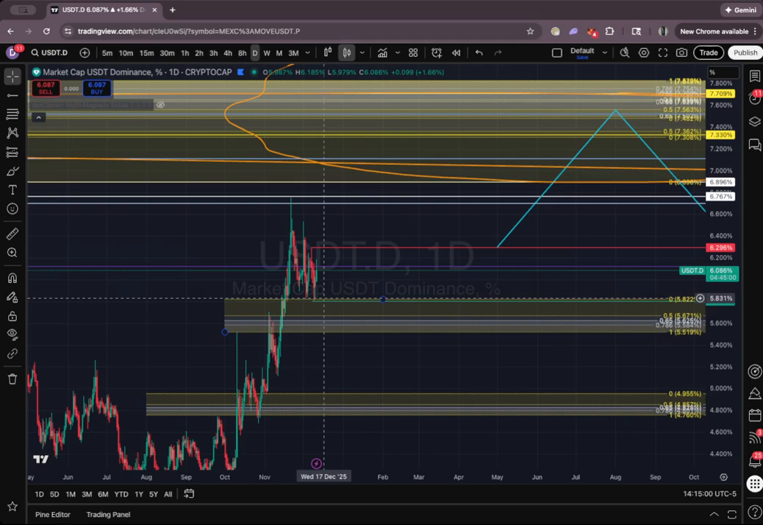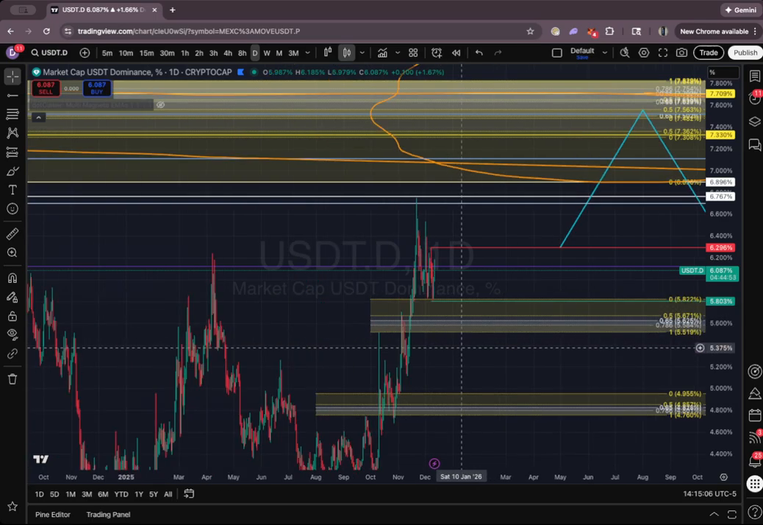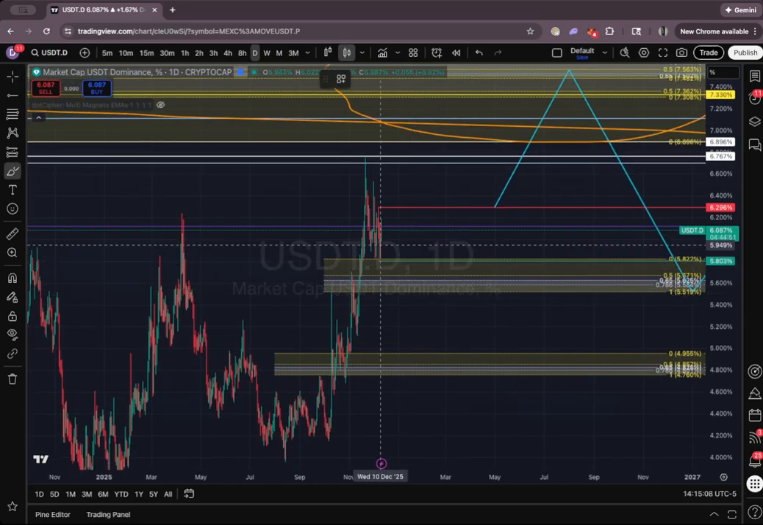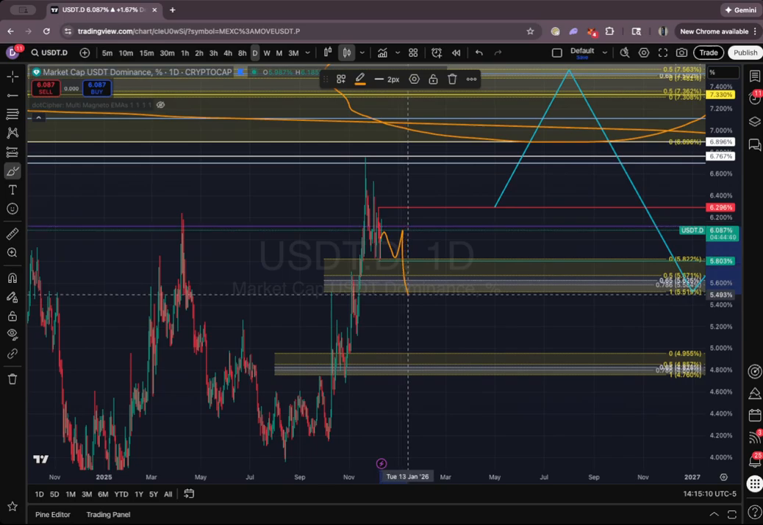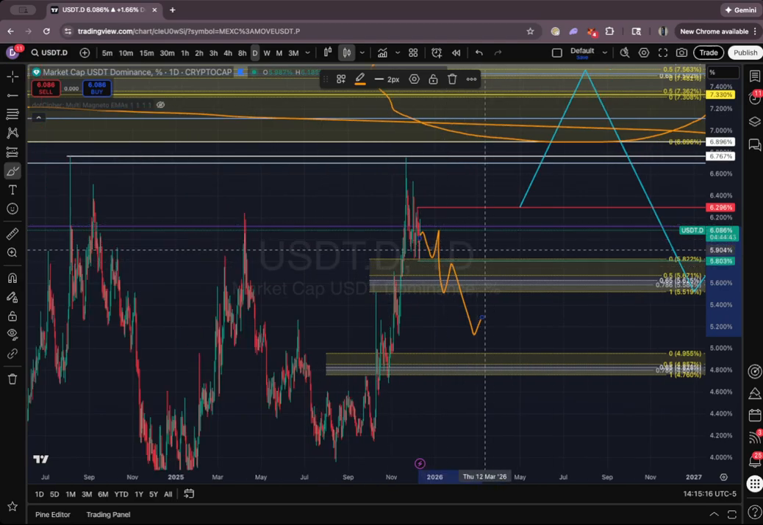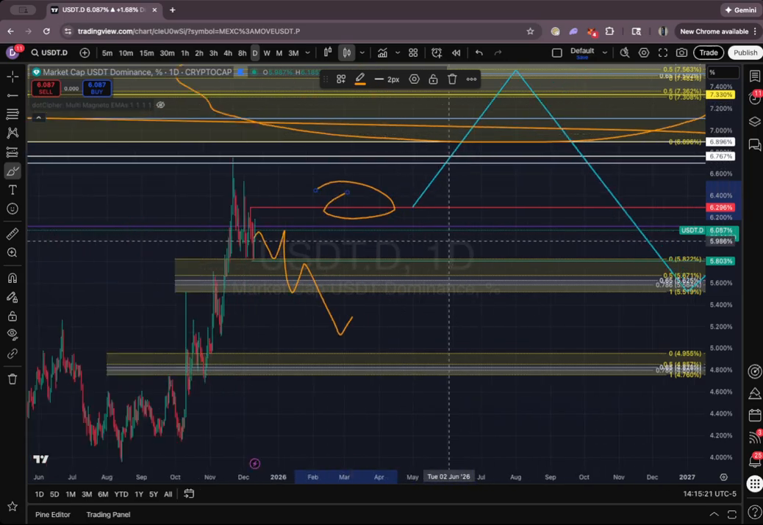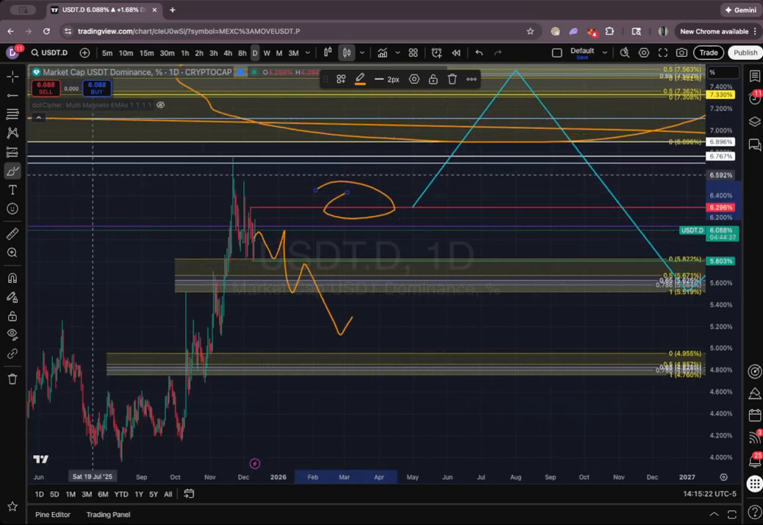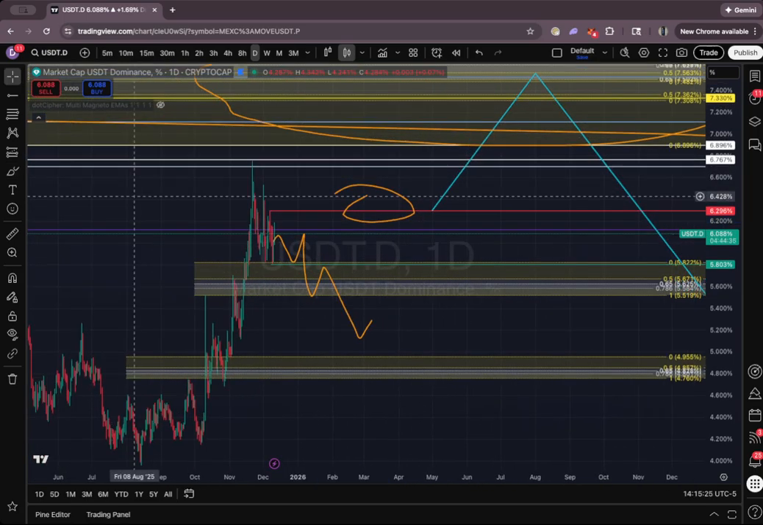So by the end of December, we need to be under 5.8 in order to retain a bullish sentiment on crypto, right? However, if we're unable to do that and we break this high first, then the bearish side will continue. So it's just something to keep in mind here. I am cautiously bullish on things, right?